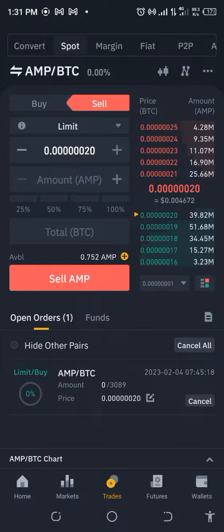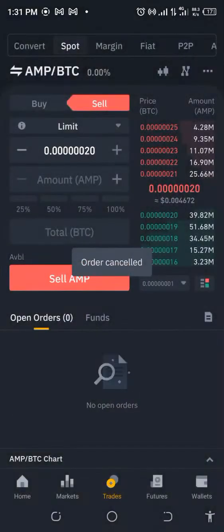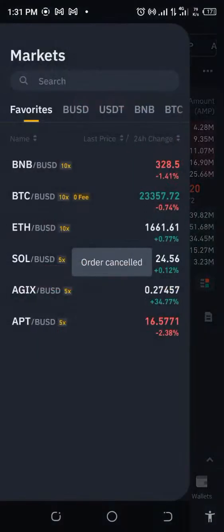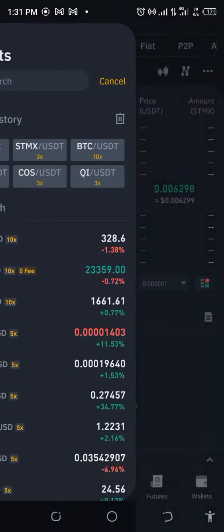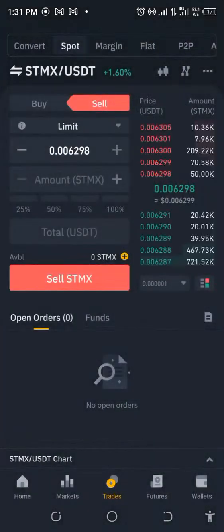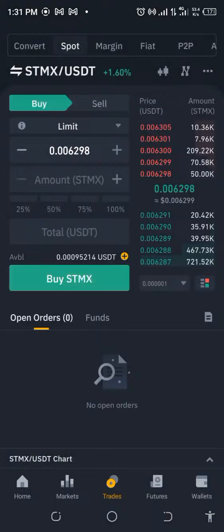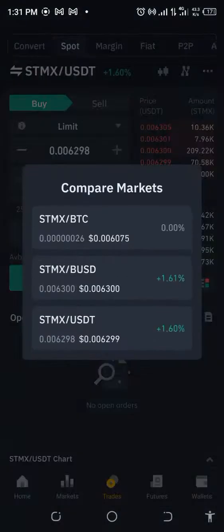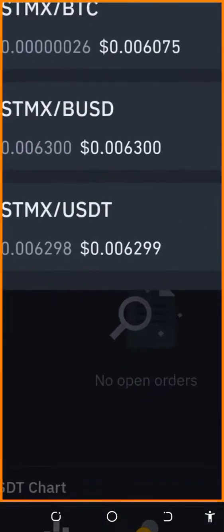Okay, so let's cancel this. Cancelled. So we're going to go to another coin, right? We're going to use STMX. And first of all, like I always say, the first thing you need to do is to check and compare the markets to see what's going on there, see if there's any opportunity whatsoever. Okay, it looks like there's an opportunity here.